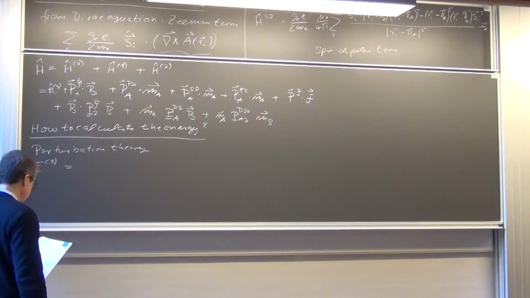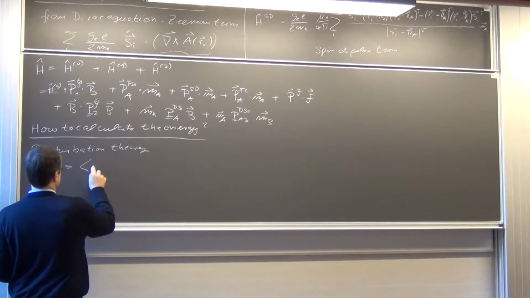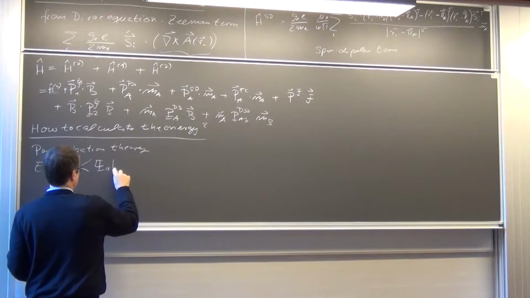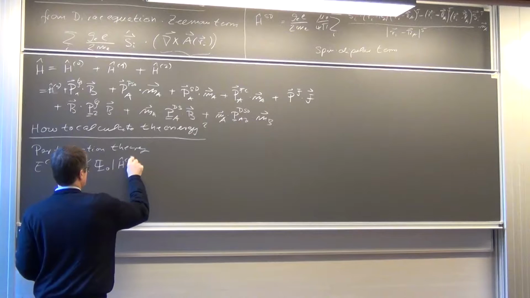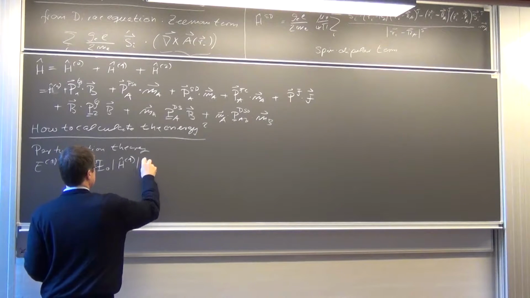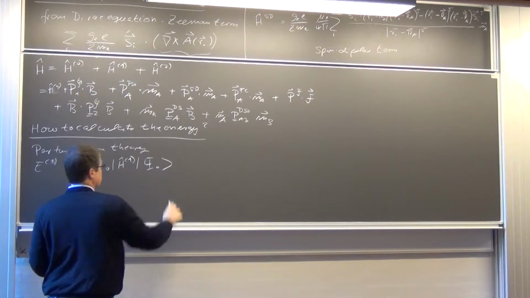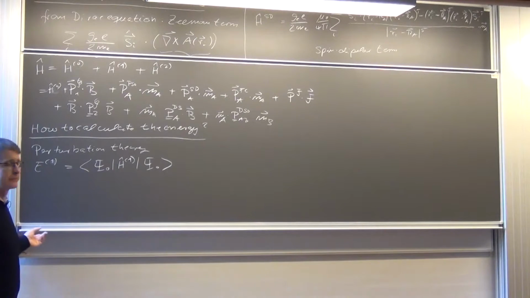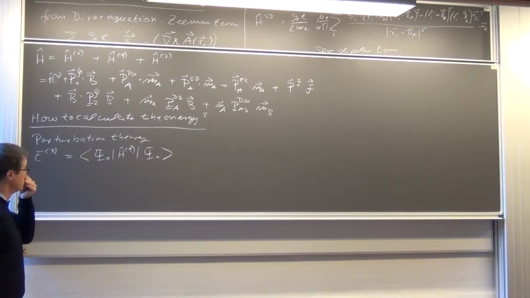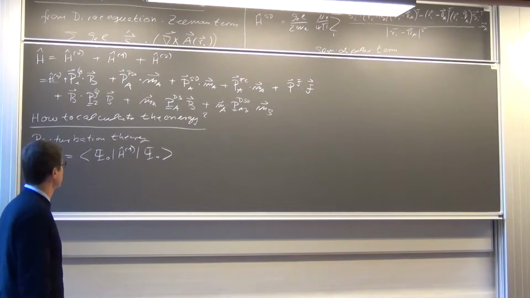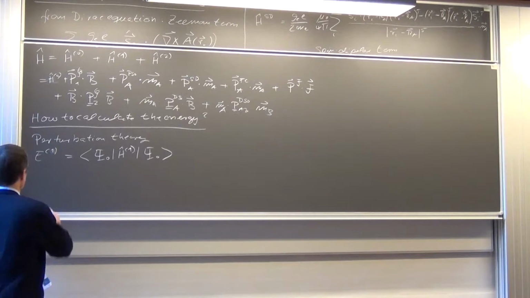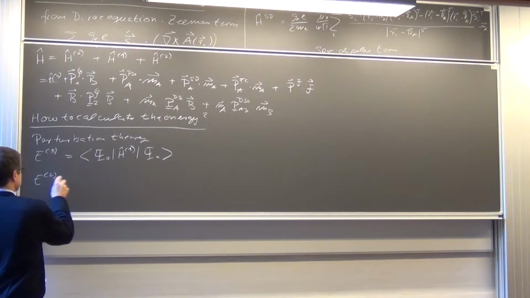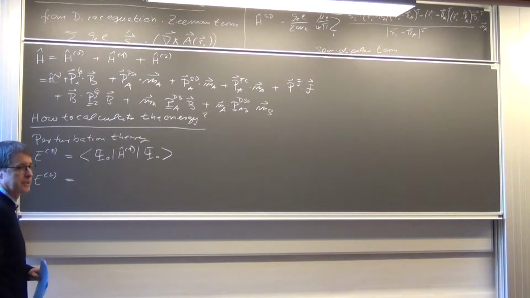The first order energy correction was a zeroth order wave function, the first order Hamiltonian, and a zeroth order wave function. That's obviously not changed, because that's just first order. But the second order energy is going to be different.